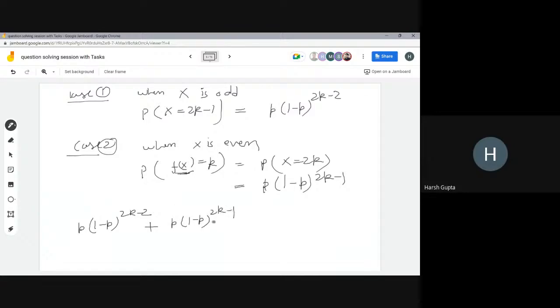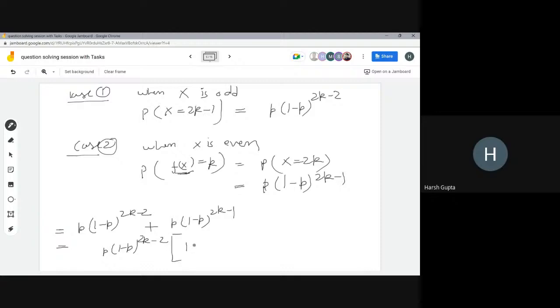Should I solve this further? We can take out the p into 1 minus p, p into (1 minus p) power 2k minus 1. A very interesting thing is that after you get this kind of expression, try to see the options, 2k minus. Then it will become easier. Which kind of options are there? Based on those options, try to frame the expression.